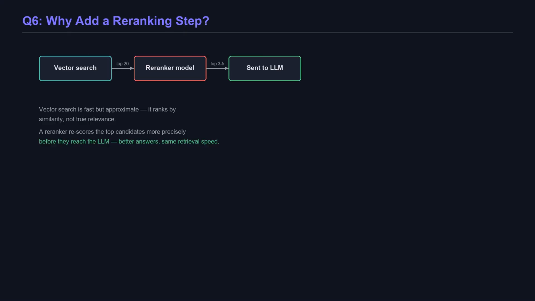Question 6. Why add a reranking step? Vector search is fast, but it's approximate. It ranks results by similarity, not necessarily true relevance. A re-ranker model takes the top candidates from vector search, say the top 20, and rescores them much more precisely, narrowing it down to the best 3 to 5 before they're sent to the LLM. You get meaningfully better answer quality, without slowing down your initial retrieval step.